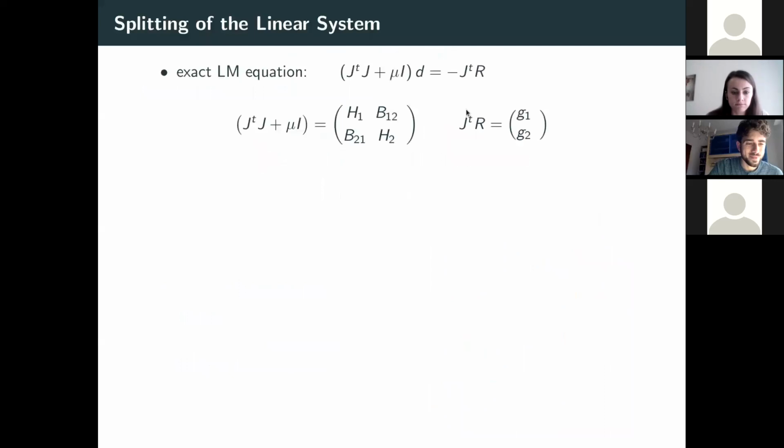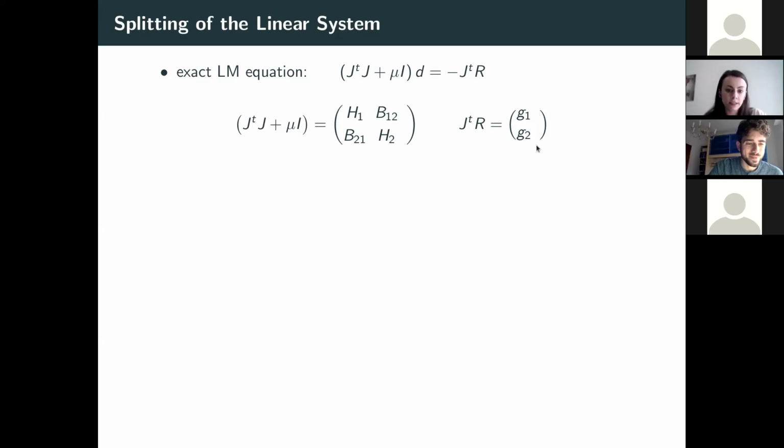So let's be a little bit more formal. This is the block partitioning that corresponds to what I did before. I'm assuming here that we split into 2 sub-problems. And so this is the coefficient matrix, and this is the corresponding partitioning of the gradient.